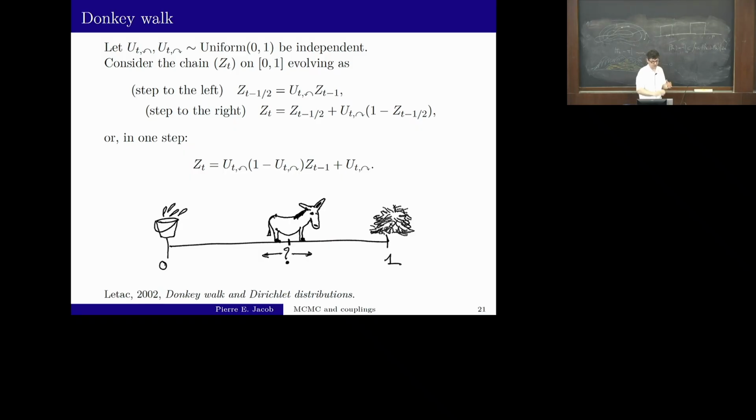You can combine the two steps to express the new position as this variable times the previous position plus that variable again. Okay, so the question is, is there an invariant distribution? So you can work out an invariant distribution for this. It's actually a beta distribution. And you may wonder what's the rate of convergence to that limiting distribution.